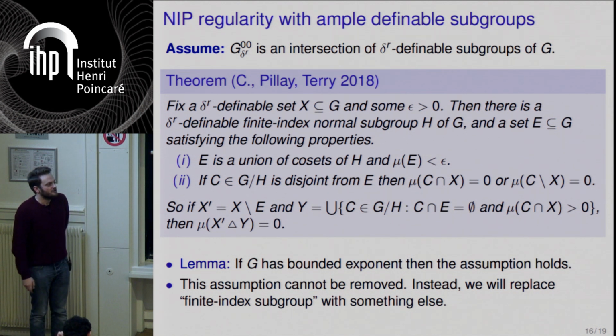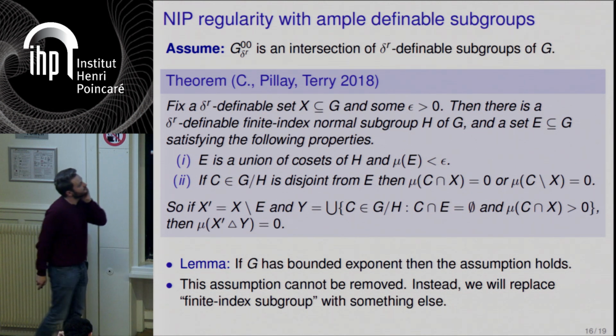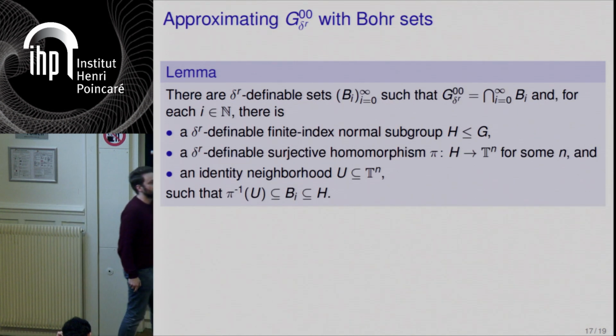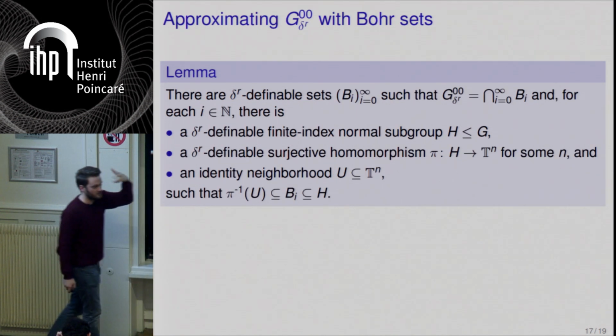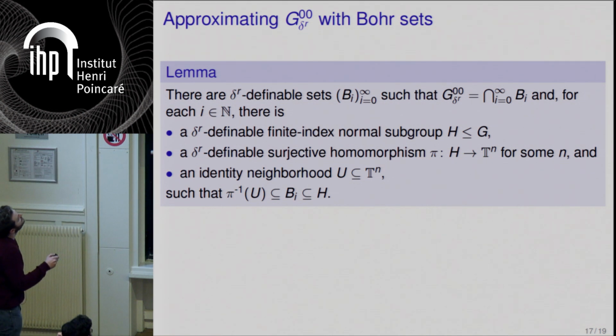Okay. Good. So now in the last couple of slides, I'm going to tell you what we're doing at the moment to get rid of this assumption and replace finite index subgroups with something else. It's things that look like so-called Bohr sets. So here's a lemma we can prove.